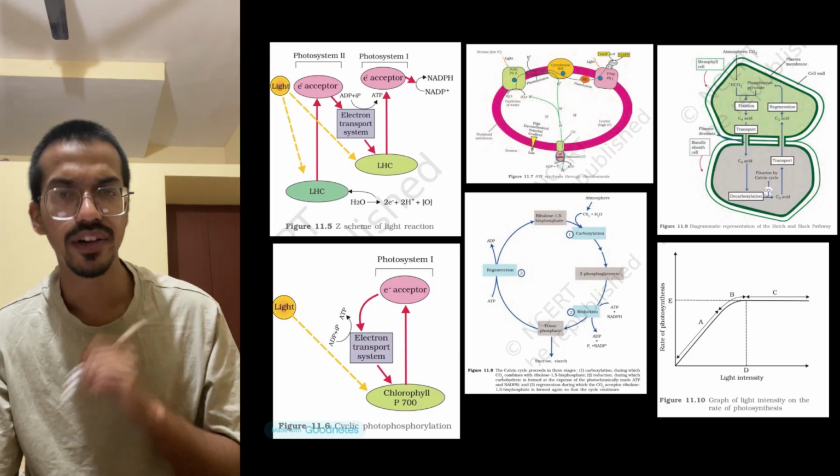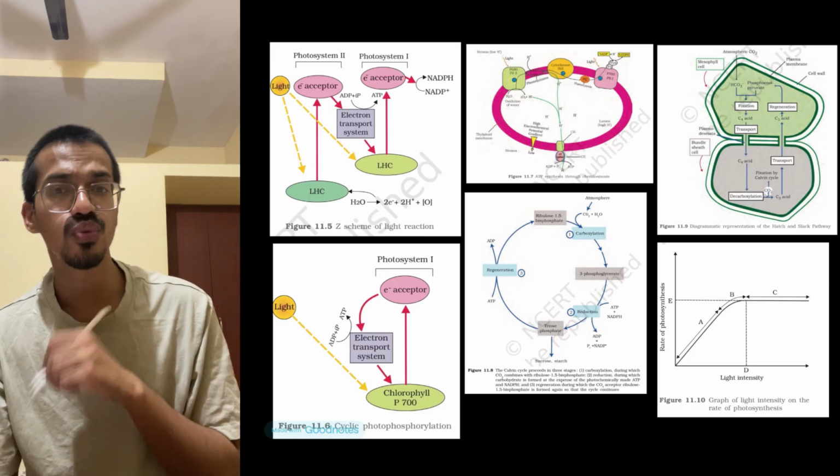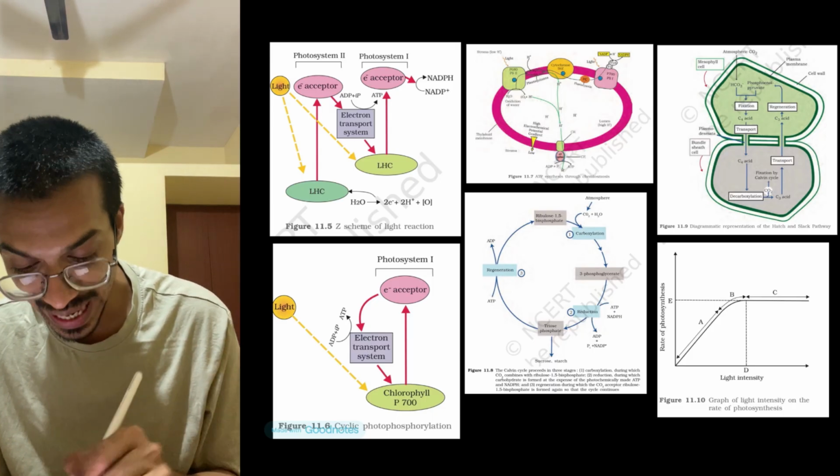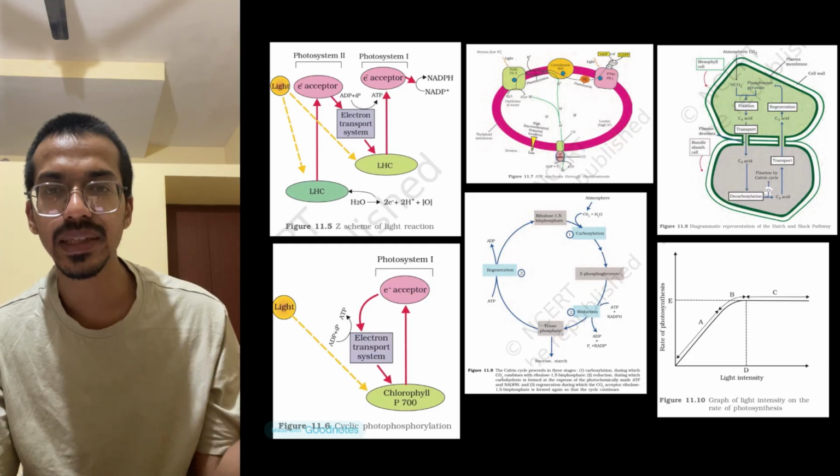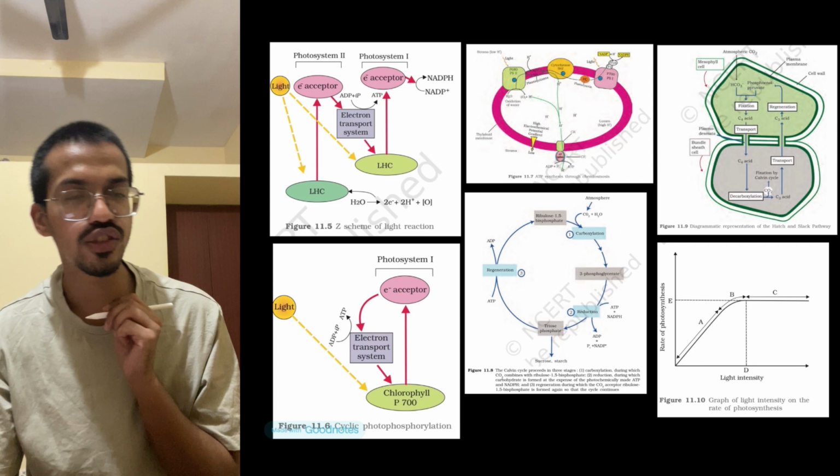Now this 3-PGA undergoes reduction, meaning the acid will change into an aldehyde. This PGA is an acid, and the acid will change into an aldehyde. So this is reduction. Here the ATP and NADPH will be used up, and over here again the regeneration will take place.